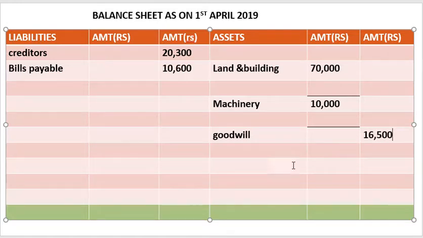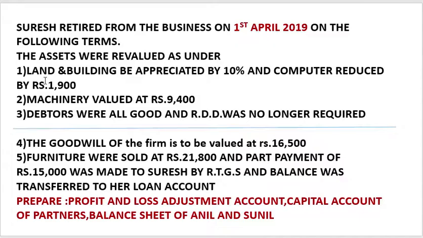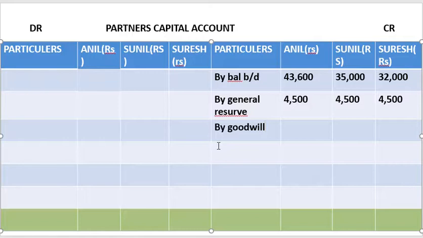And now we will have to solve this. Now it is given 12,000 over here, and it has to be as in the adjustment. It is said goodwill of the firm is to be valued at 16,500. So what we'll do, we'll do 16,500 minus 12,000. It gives 4,500. Now this 4,500 we will distribute between the partners in their equal profit sharing ratio. So by goodwill, 4,500 divided by 3 gives 1,500 to all partners.